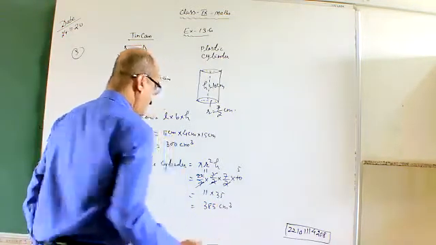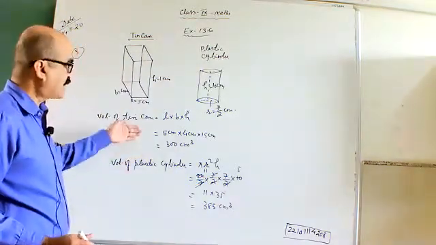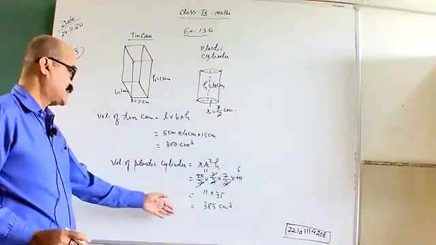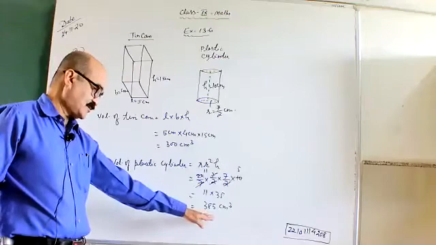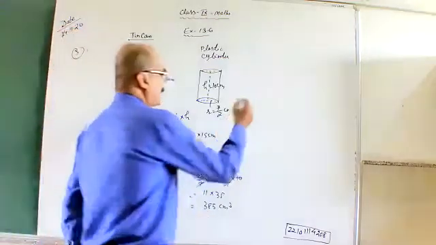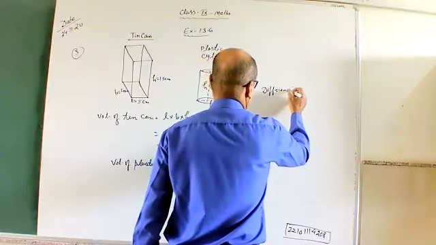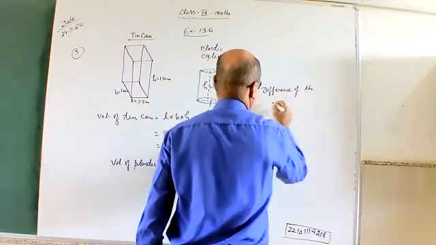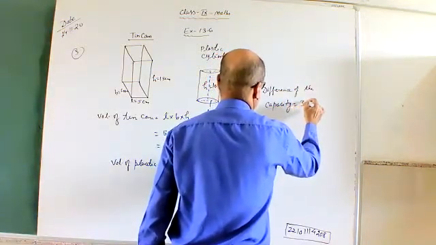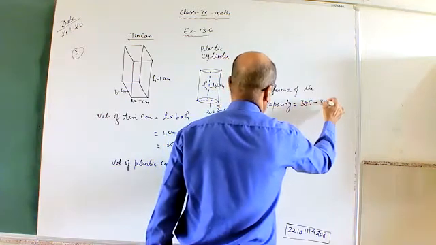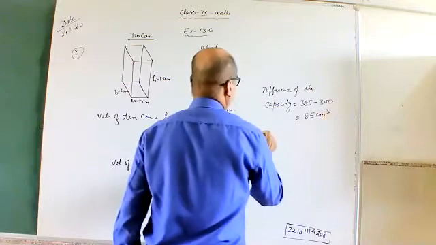centimeter cube. It is asking whose capacity is more. So it is clear that the volume of the plastic cylinder is more. Then what will be the difference of the capacity? Difference of the capacity is 385 minus 300, that is 85 centimeter.